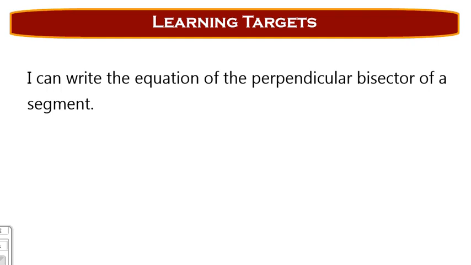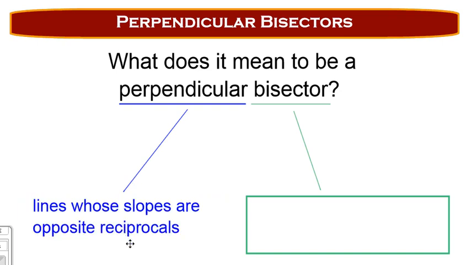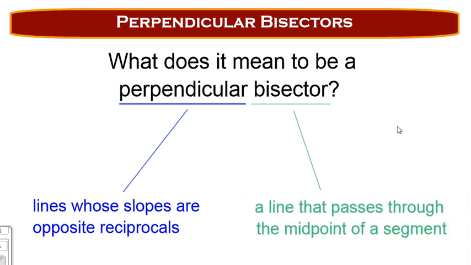In this lesson, we're going to learn how to write the equation of a perpendicular bisector of a segment. First, we need to make sure we know what it means to be a perpendicular bisector. In our last two lessons, we've been working with perpendicular lines, and we know that their slopes are opposite reciprocals. And a bisector is a line that passes through the midpoint of a segment, and you'll recall that a midpoint cuts that segment in half.